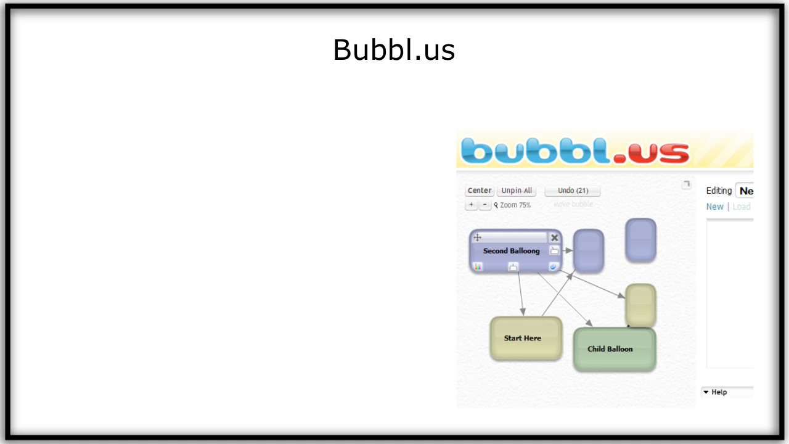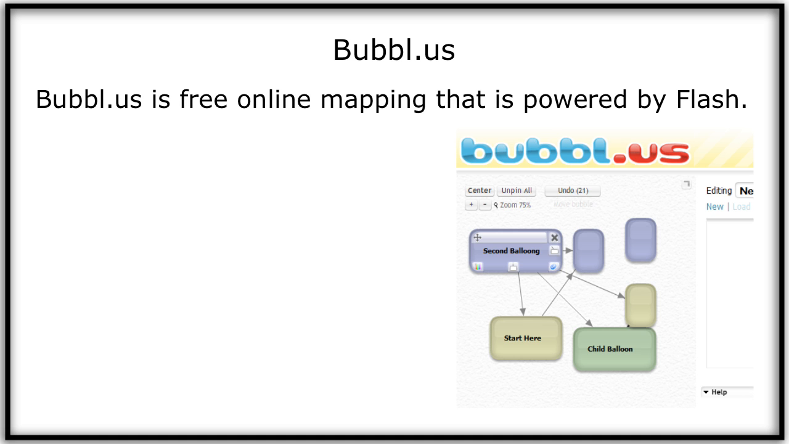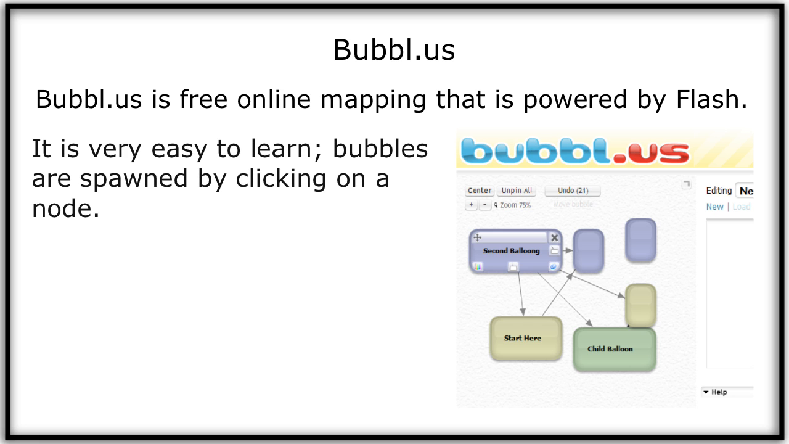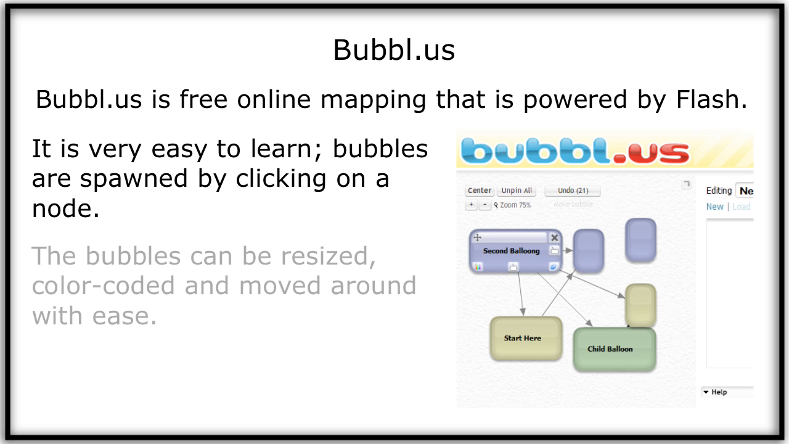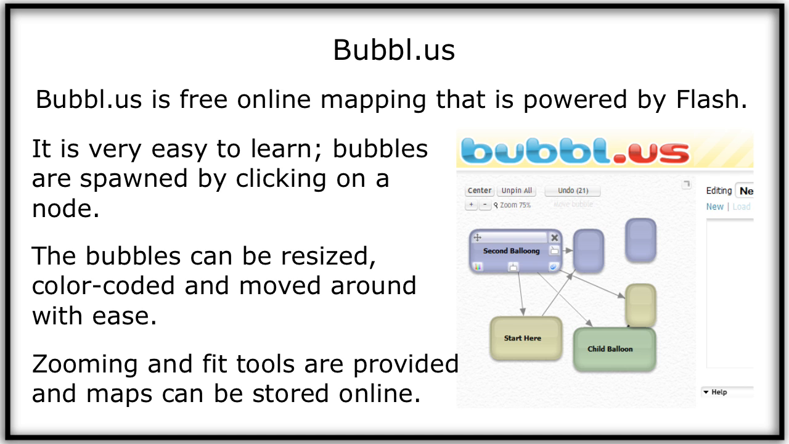Bubble.us. Bubble.us is a free online mapping product that is powered by Flash. It is very easy to learn, and bubbles are spawned simply by clicking on a node. The bubbles can be resized, color-coded, and moved around with ease. Zooming and fit tools are provided, and maps can be stored online.